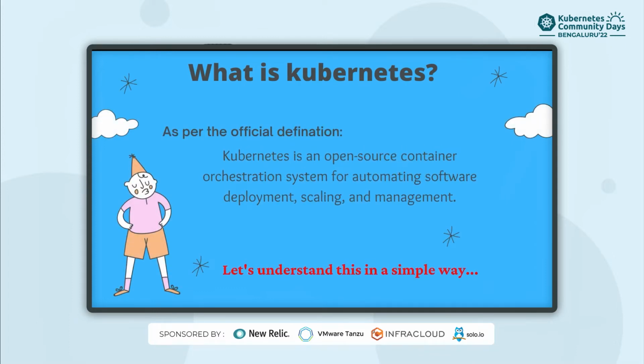When you Google what is Kubernetes, you will get: Kubernetes is an open source container orchestration system for automating software deployment, scaling, and management. Let's make this definition simple, break it into chunks, and understand what Kubernetes is in a much simpler way using a real life scenario.